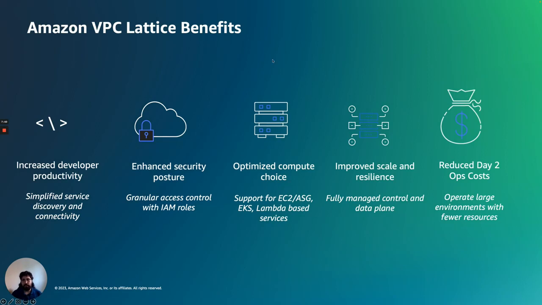VPC Lattice brings the following benefit. You can secure your traffic, connect your VPCs to services in AWS in a secure and scalable manner with AWS PrivateLink. Network traffic that uses AWS PrivateLink doesn't traverse the public internet, reducing the exposure to threat vectors such as brute force and distributed denial of service attacks.